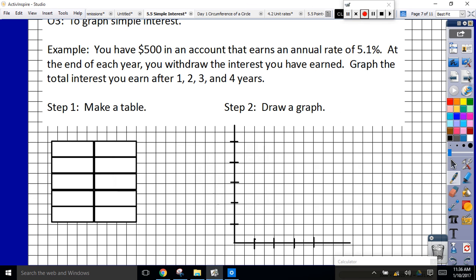Okay, let's look at an example of how we graph simple interest. Our example says you have $500 in an account that earns an annual rate of 5.1%.